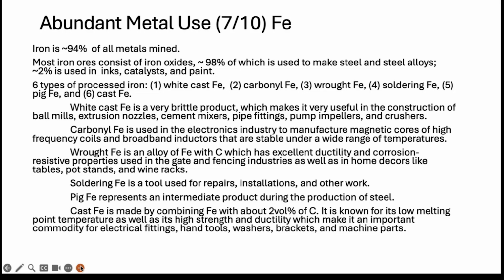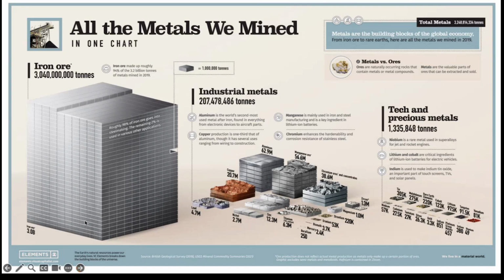So we haven't talked about steel yet. We're just talking about iron. Cast iron is made by combining iron with about 2% carbon, and it has a low melting point temperature and high strength and ductility, which makes it useful for electrical fittings, hand tools, washers, brackets, and machine parts. So, like you can see, iron is basically 94% of the mining we do.